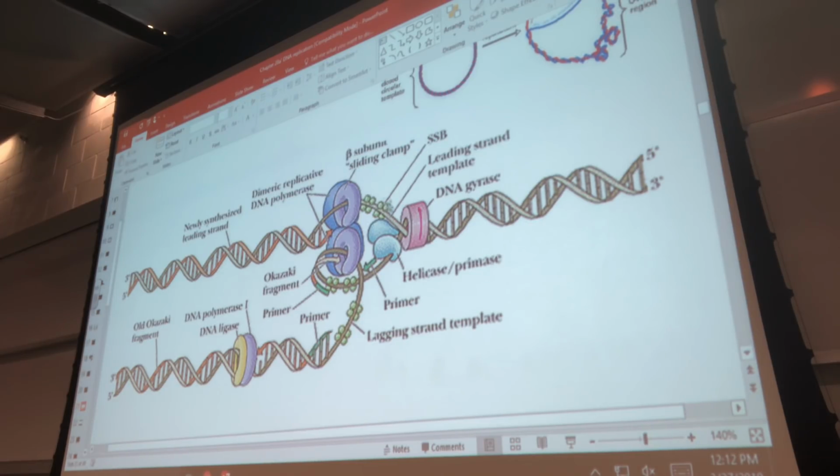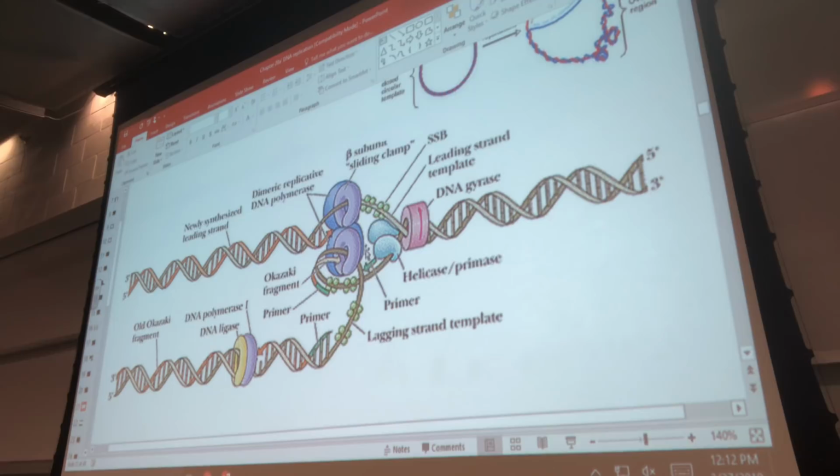These little green things, SSB, those are your single-stranded binding proteins. Their job is to keep DNA single-stranded after it has been opened up so that you can replicate it. So those single-strand binding proteins keep the DNA open so that you can replicate it.